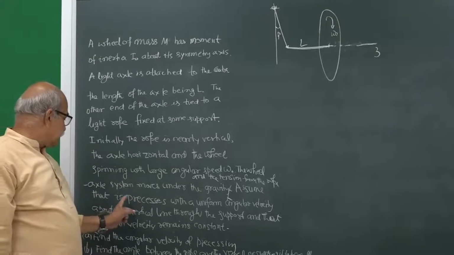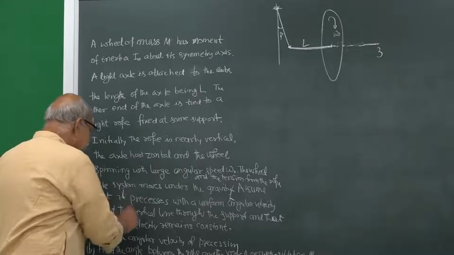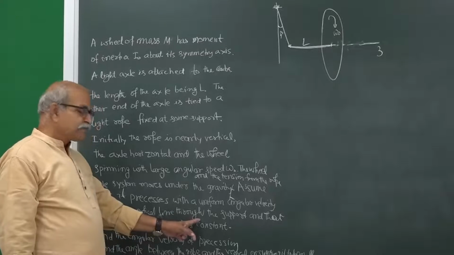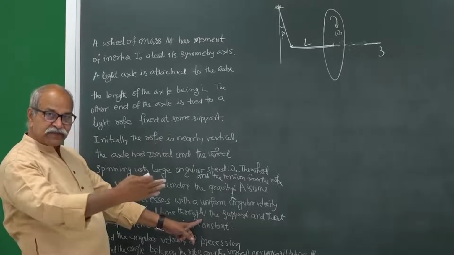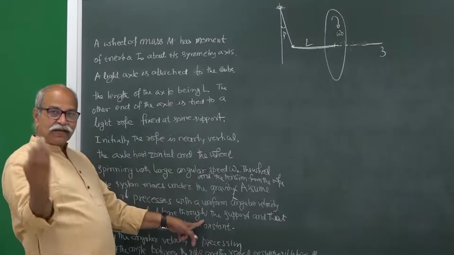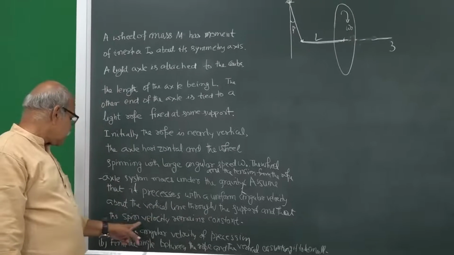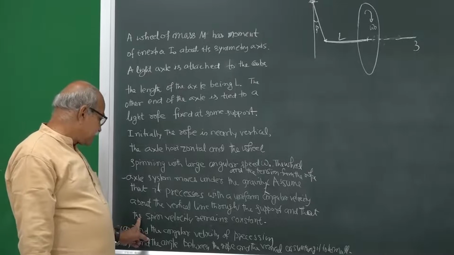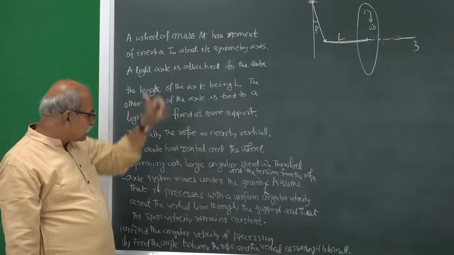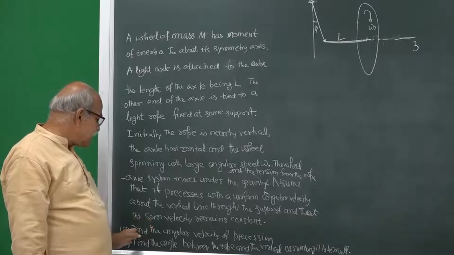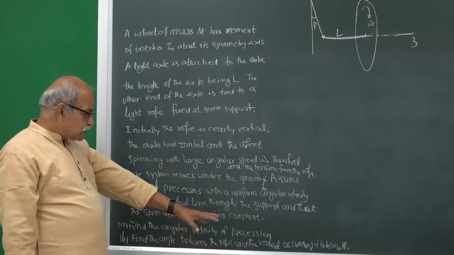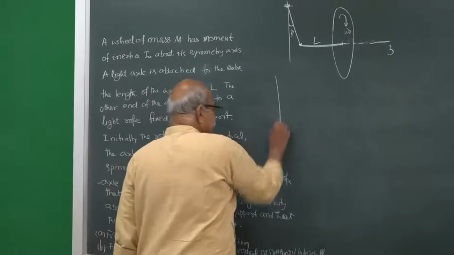Assume that it precesses with a uniform angular velocity about the vertical line through the support. You had seen that this motion is called precession, this is called spin. So, it is precessing with a uniform angular velocity, and the spin velocity remains constant. So, you assume that the spin velocity omega naught remains constant. Now, you have to find the angular velocity of precession and find the angle between the rope and the vertical, assuming it to be small. So, this is our question.